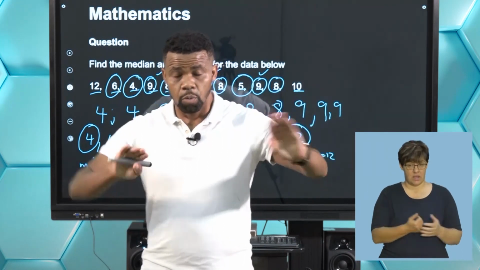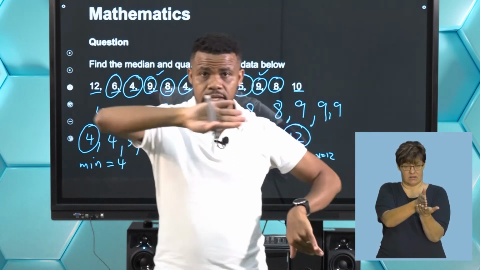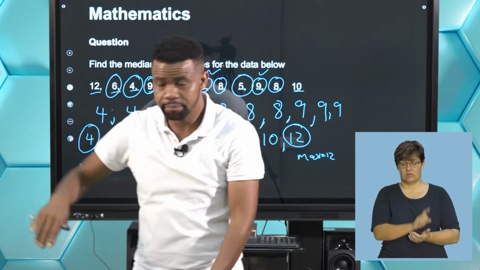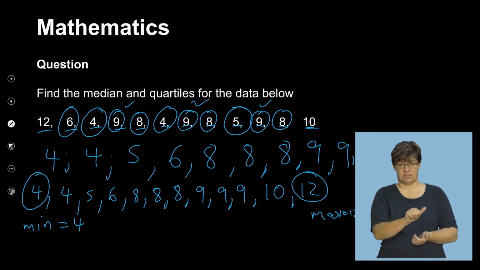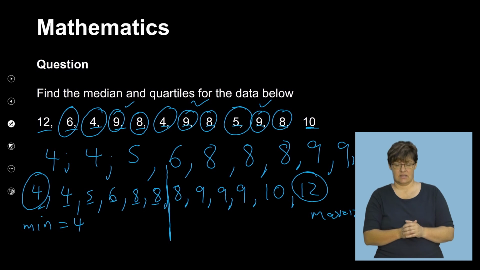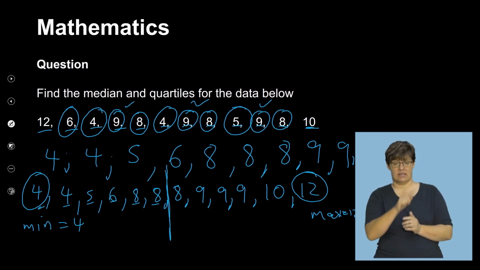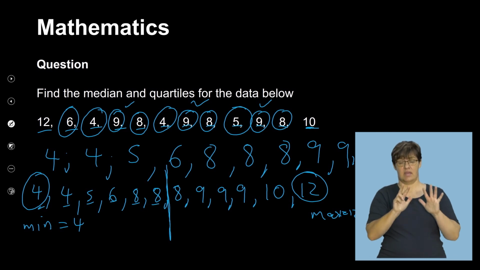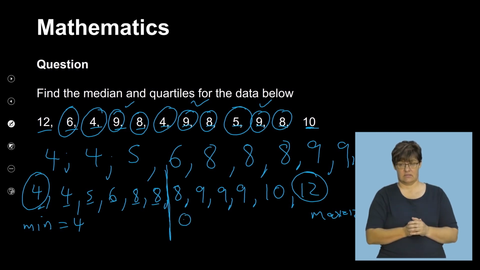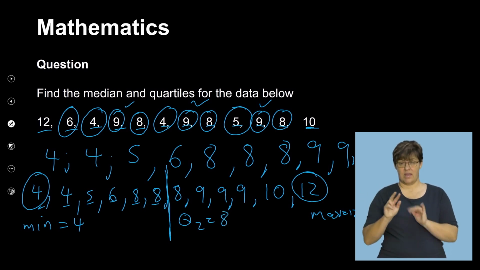Where do I find the median? 6 that side, 6 that side, I find the middle. So 1, 2, 3, 4, 5, 6. So the middle is there between 8 and 8, which is Q2. How do I do that? It's 8 plus 8 divided by 2, which will give us 8, which is our Q2.